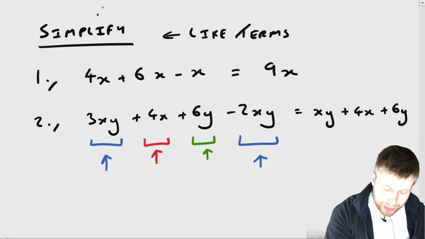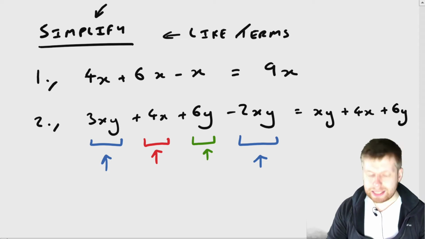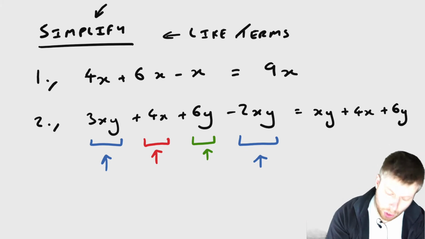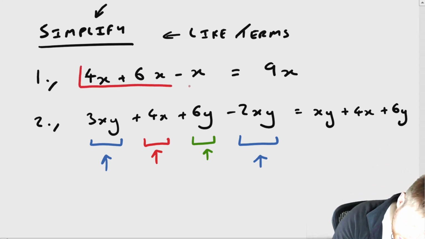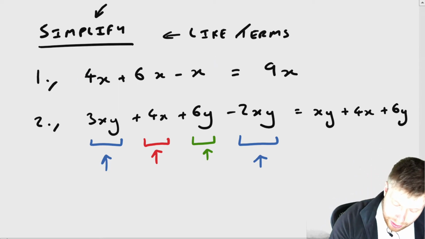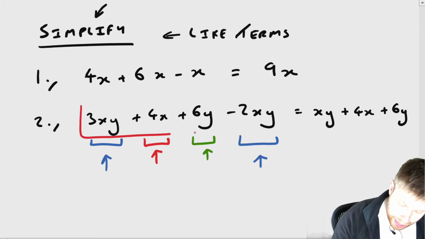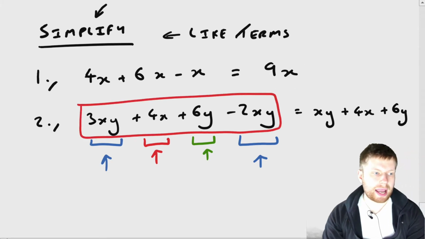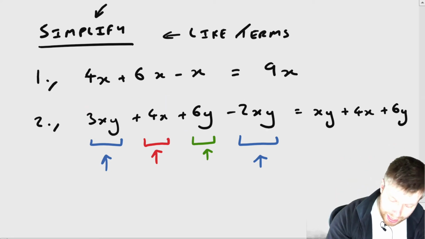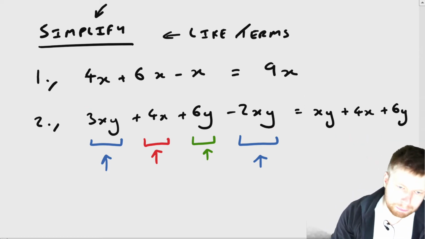Now, let's answer this question then. So in these types of questions, what do we mean by simplify? Well, in this case, what they're literally asking us to do is to write it with fewer terms. Okay, so you notice that in the first question, we started off with 3 terms, the 4x, the 6x, and the negative x, okay? And then we ended up with 1 term. That's simpler, okay? Same is true here. We have 3xy plus 4x plus 6y minus 2xy. That's 4 terms, and we ended up on the right-hand side with 3 terms. Okay, so that's what we mean by simplify, okay?